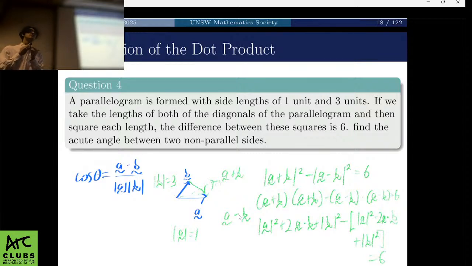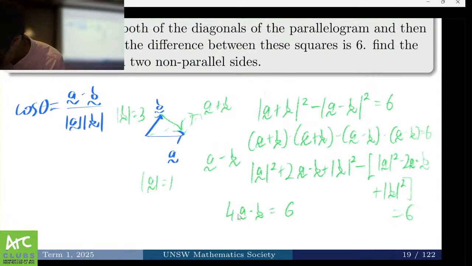And so there's a couple of terms I can already eliminate. The magnitude of A squared and the magnitude of B squared get eliminated because you just have their negatives in the second expression. And then the only expression you have left is A dot B. So you get 4 times A dot B equaling 6. And so what you find is that A dot B will equal 3 on 2.